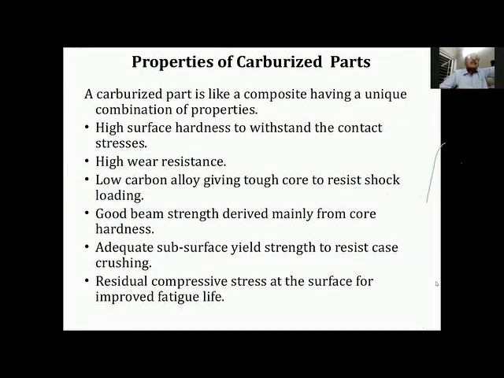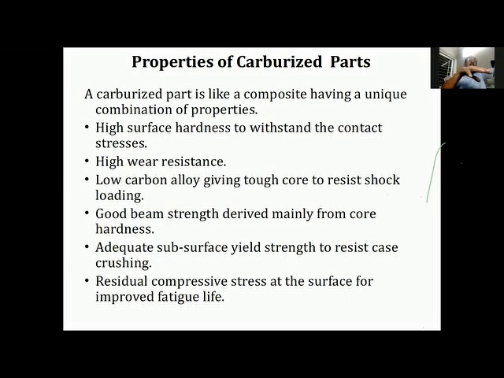So, what are the properties of carburized gear parts? It is like having a composite with a unique combination of properties: high surface hardness to withstand the contact stresses, high wear resistance, and a low carbon alloy giving a tough core to resist shock loading.